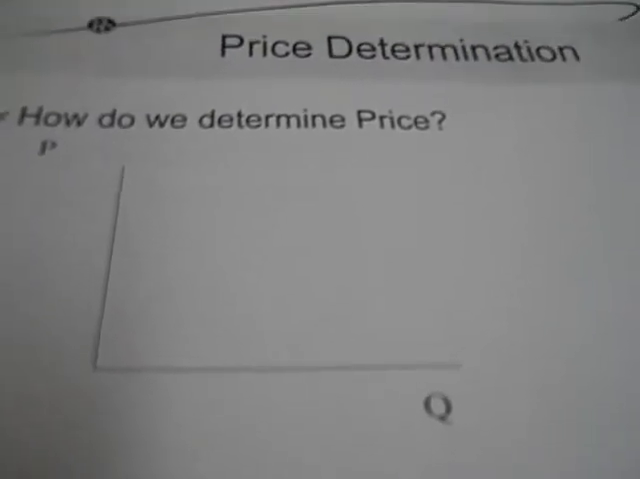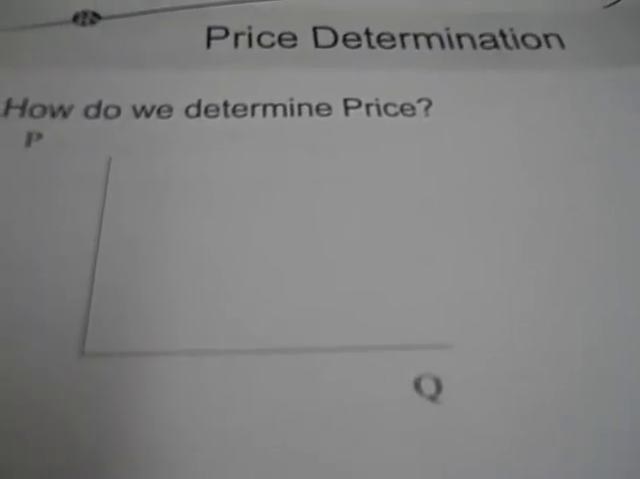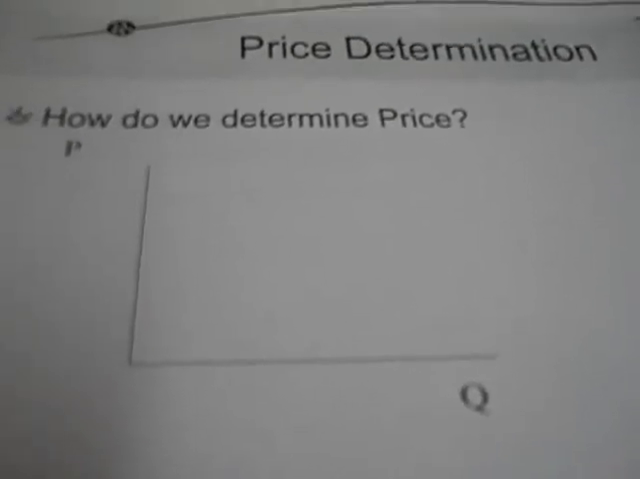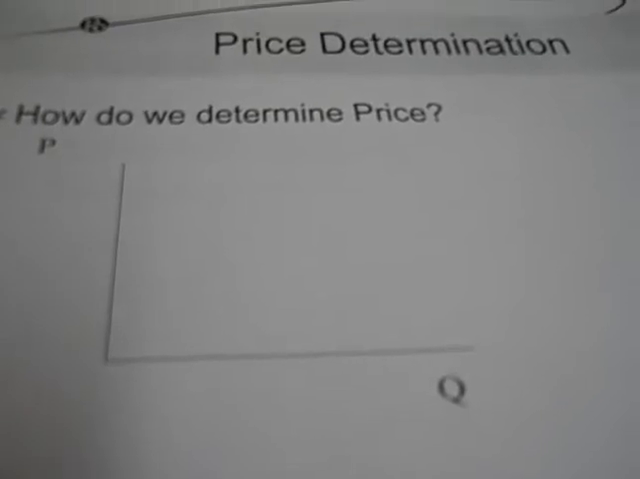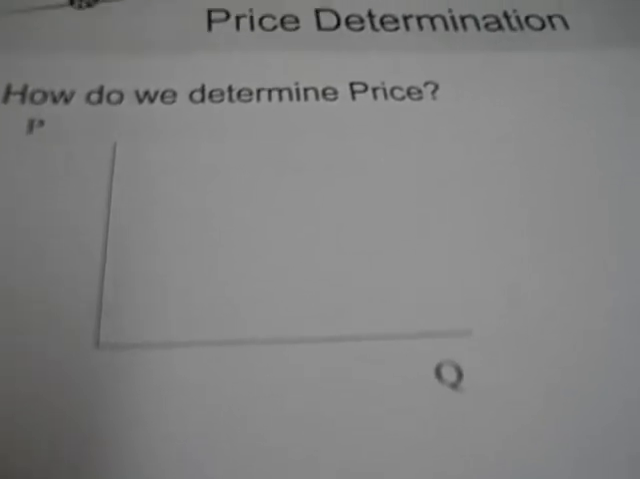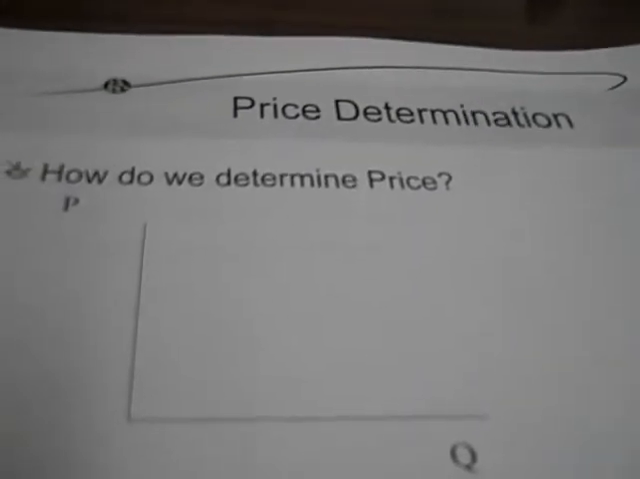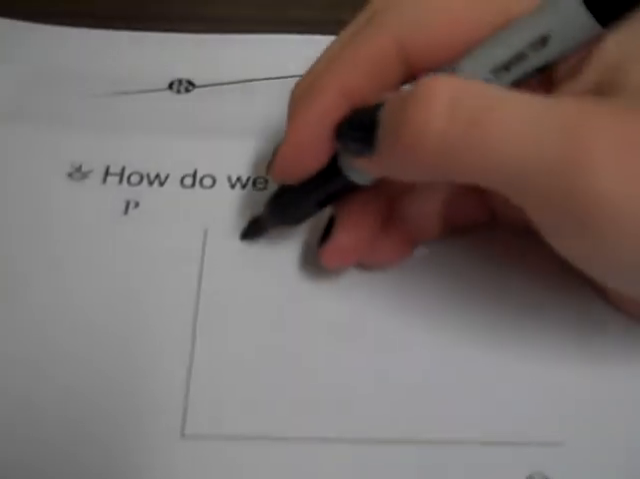The last part of Chapter 8, and kind of the whole goal of putting all of this stuff together, is being able to determine where price and quantity are set in the markets. So we've looked at how to create a demand curve and how to create a supply curve. Now what we're going to do is put them on the same graph.